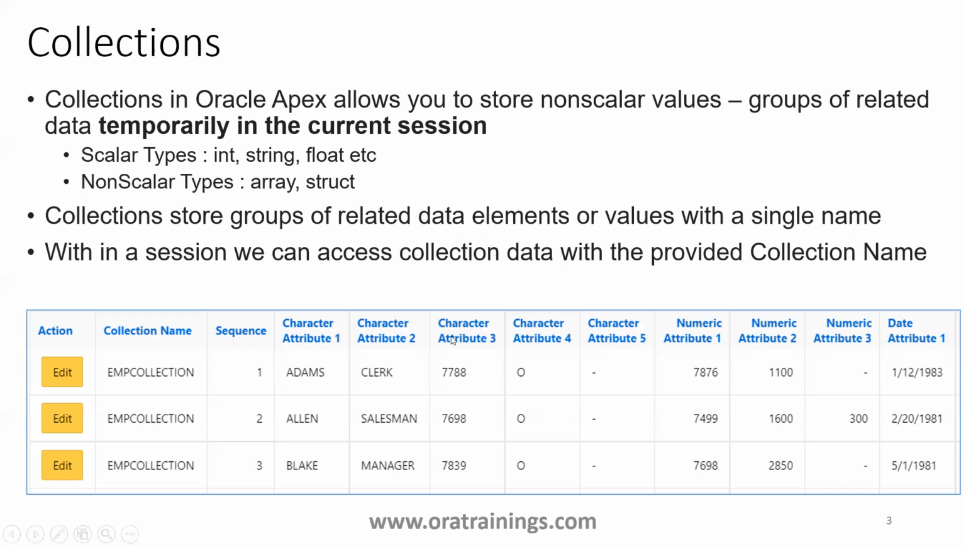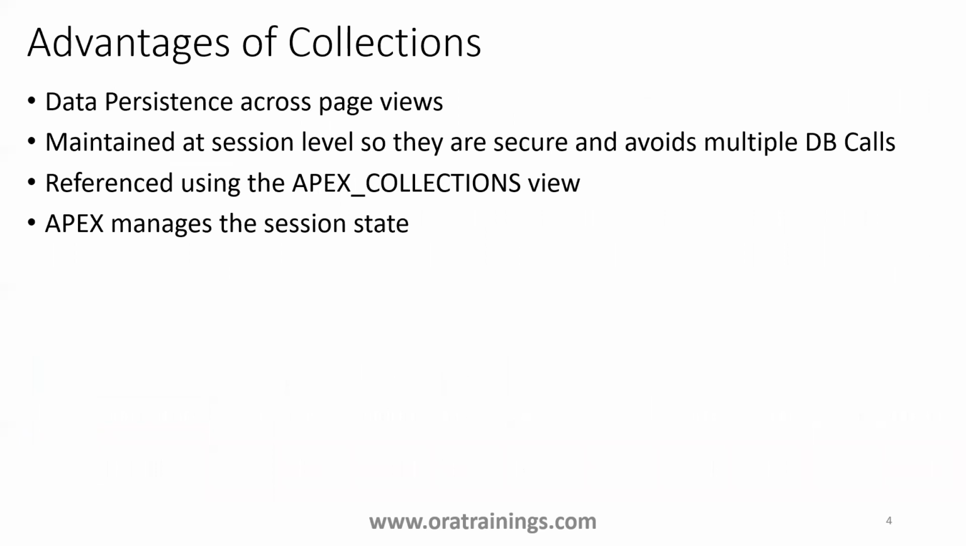If you observe the sample below, a collection will have a name, a sequence, and also a different set of attributes, like data of character, number, blob, XML, and date. These set of columns will be available in the collection, and it will have a specific name using which we can access the data in a particular session. The sequence will be auto-generated. The collection name and the values will be provided by the user.